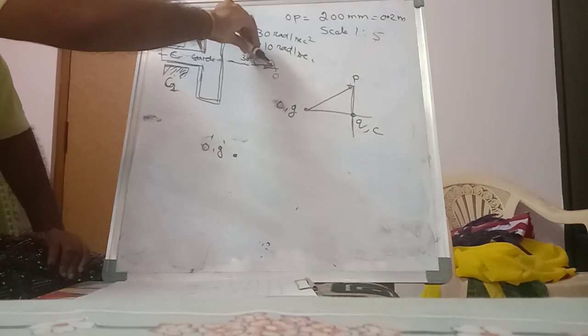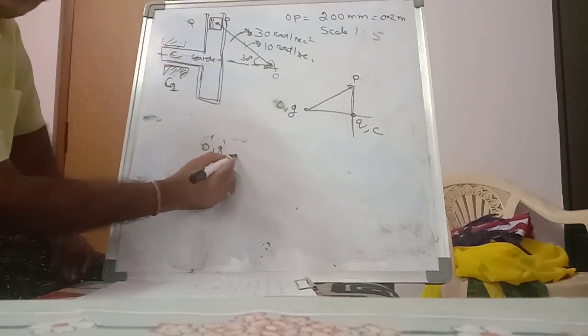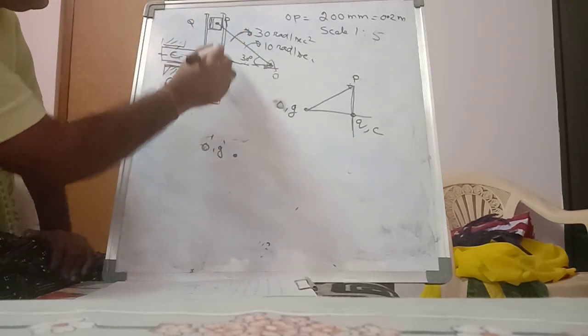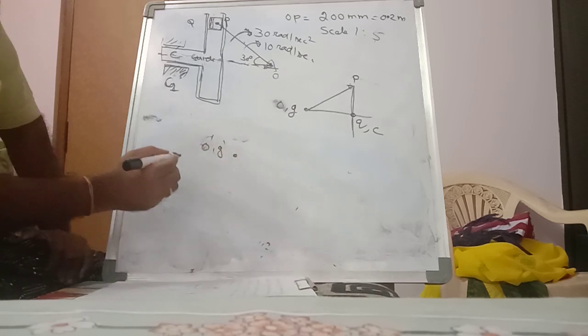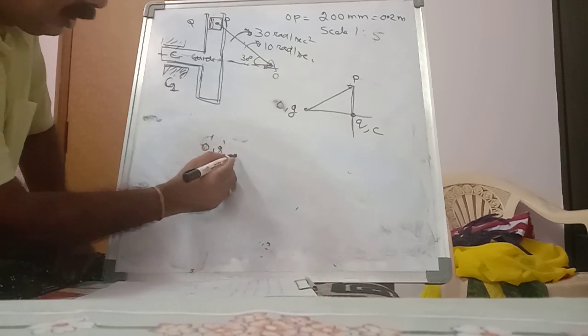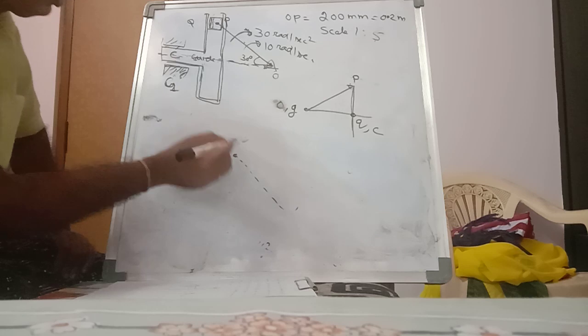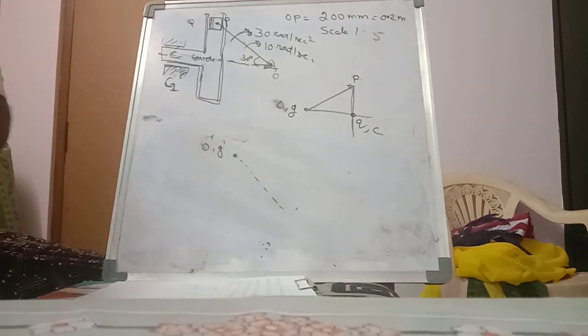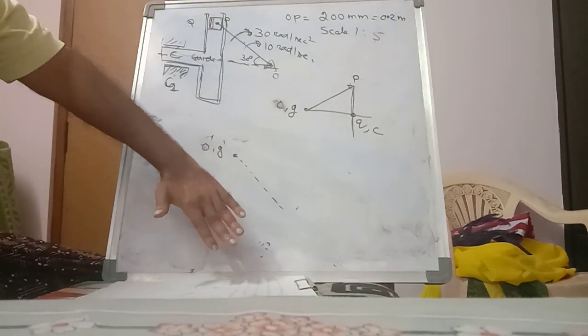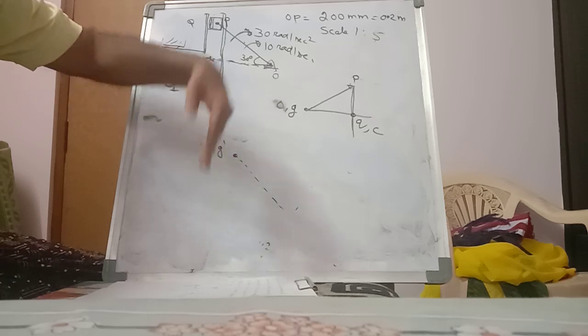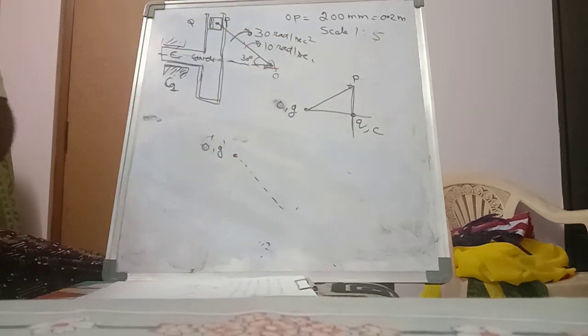Always the radial component is parallel to the link. So we have to draw from O dash. From O dash, I am drawing the radial component. I am taking the downward direction, no issue. If we take the upward direction, the tangential component will come downwards. When I take the downward, the tangential component will come upwards. Not an issue.